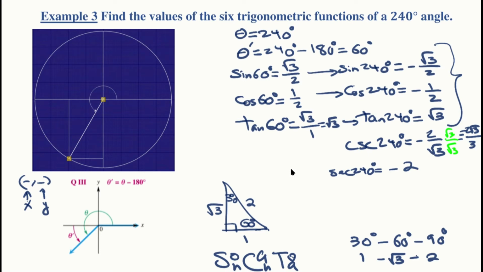Finally, the cotangent of 240 is going to be the reciprocal of the tangent, so 1 over square root of 3, which we will rationalize by multiplying by square root of 3 over square root of 3. So we end up with square root of 3 over 3. All right, so now we just found all 6 trigonometric function values for a 240 degree angle. And we did so by first finding the reference angle.